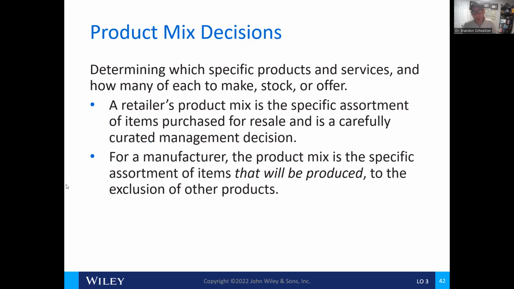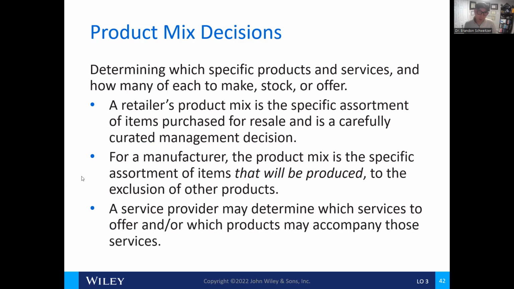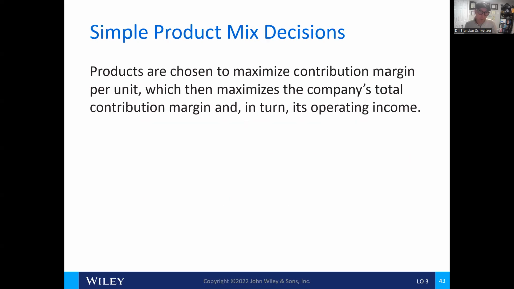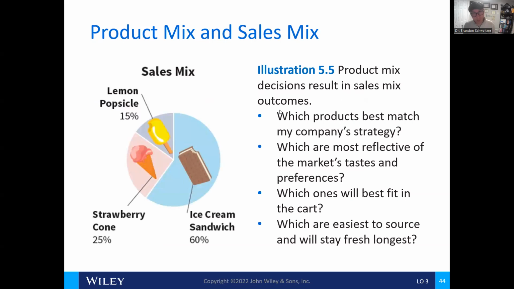In manufacturing, we look at a product mix that we will be producing at the exclusion of other products. A service provider might use a product mix approach to determine which services to offer, which products might accompany those services. Products are often chosen to maximize contribution margin per unit, which then maximizes the company's total contribution margin, which means it helps us to generate an operating income, in some cases even a profit.